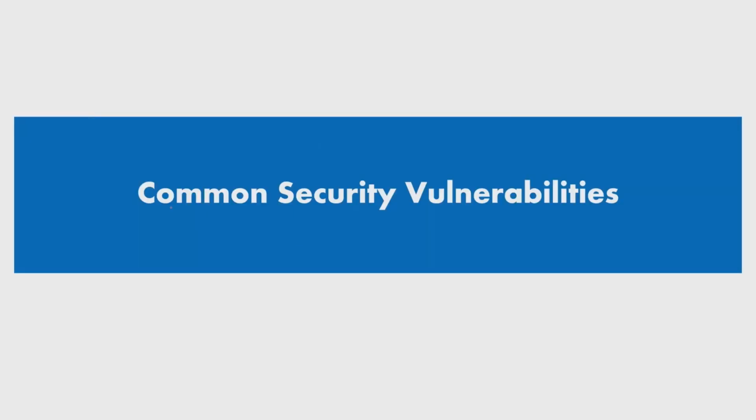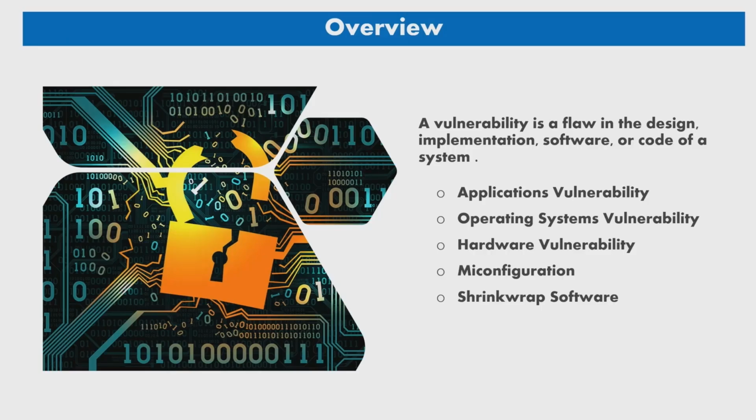Okay, now let's talk about common security vulnerabilities. As we discussed earlier, a vulnerability is a flaw in the design, implementation, software or code of a system, or the lack thereof. A vulnerability can take many forms, ranging from a flaw in system design to the implementation of an operational procedure. A vulnerability can be mitigated and the risk of exploitation reduced by properly implementing safeguards and security countermeasures.